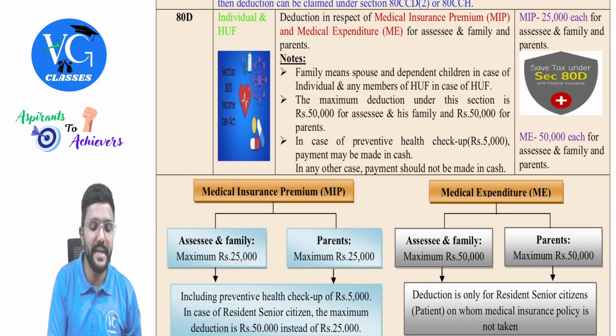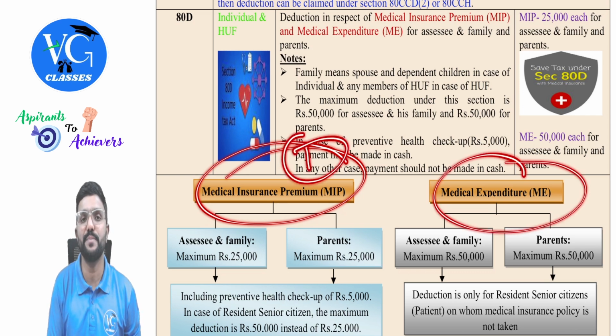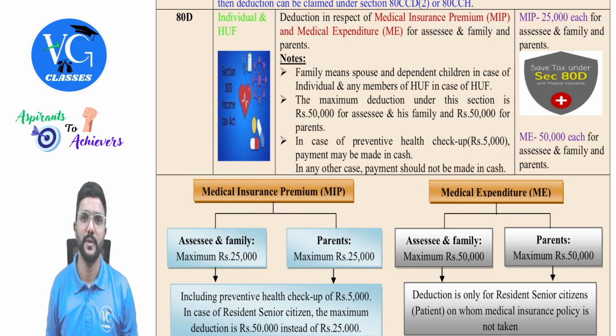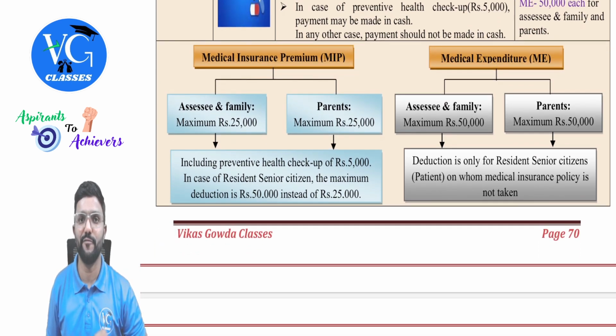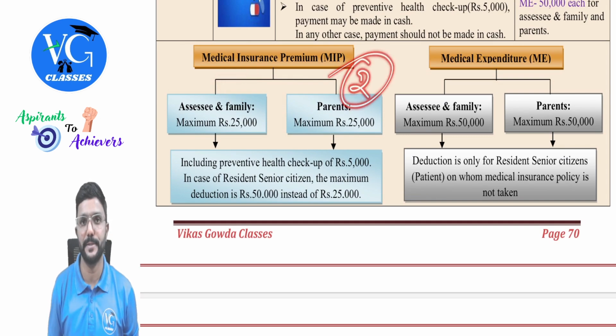So 80D gives deduction for two things. One is medical insurance premium, or we also call it health insurance premium on health insurance policy. The other one is medical expenditure. For this, we have two sets of people. First one is assessee and family. The second one is parents.